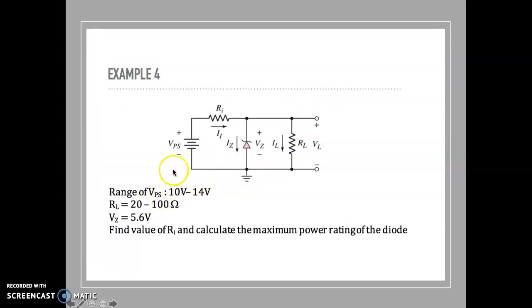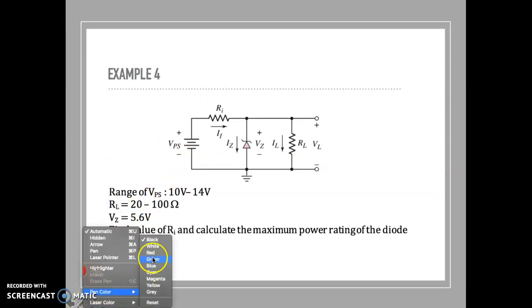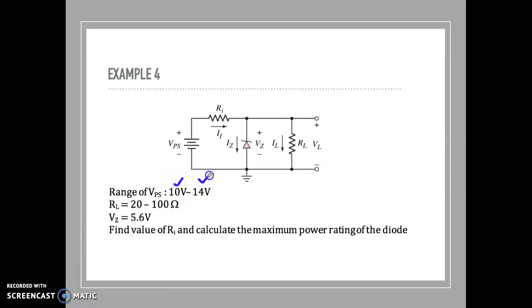Here the question will always give the value of your VPS minimum and your VPS maximum, and sometimes it will give you the range of RL. So what you need to do with this RL? RL is related to the IL, right? When VZ is given here as 5.6, you know your VZ will always be the same as your load, VL. So your load also will be 2.5. This question didn't give you the value of IL directly, but it gives you the value of RL.